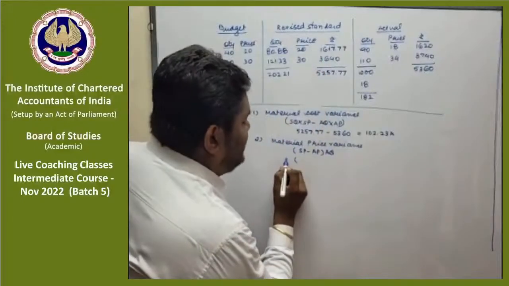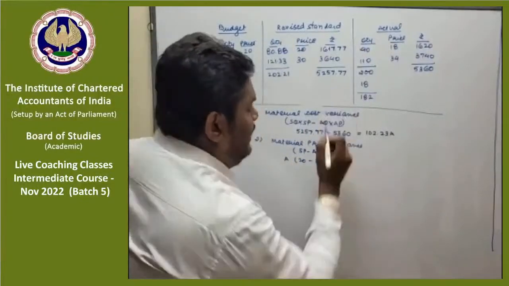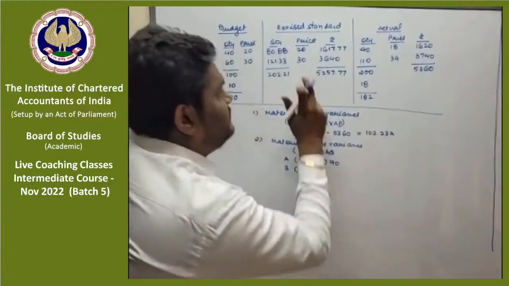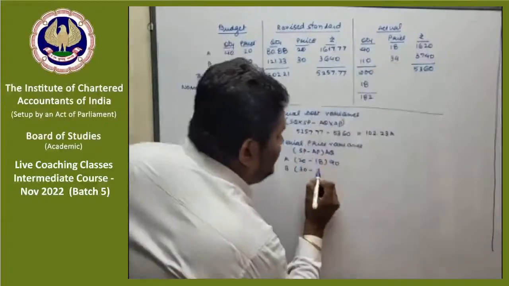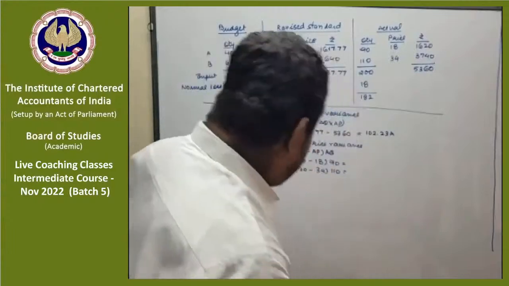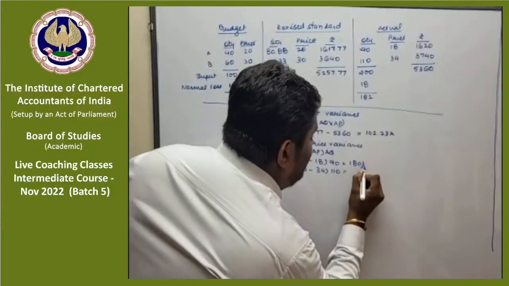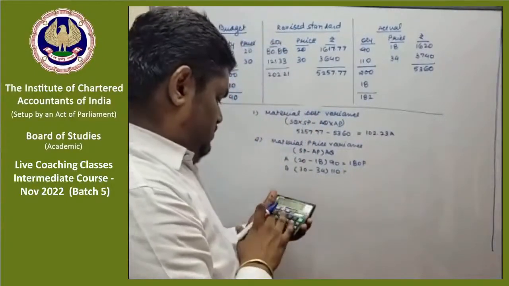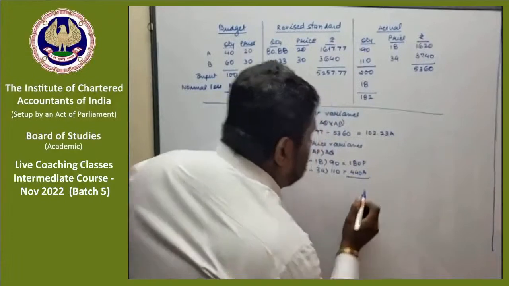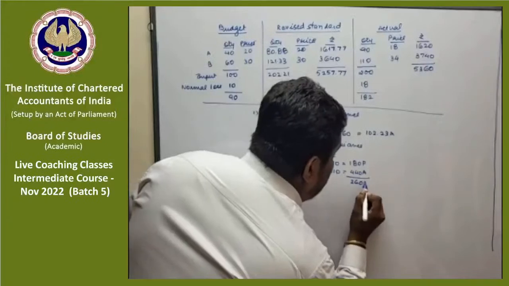So how much should be the price for A? 20. How much is it? 18 into 90. For B also, this should be the price which we should have purchased, but we have purchased it for 34 into 110. So this will be 180 favorable, 440 adverse. This will be net 260 adverse.